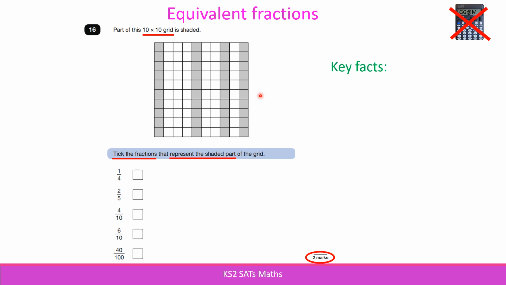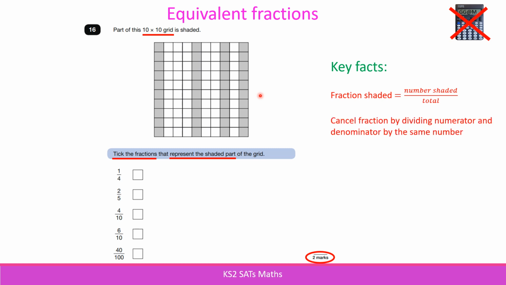The key facts you need to be able to answer this question are that the shaded fraction is the total number of shaded squares divided by the total number of squares. And once you've got that fraction, you can then cancel it down by dividing your numerator, which is the number on the top, and the denominator, which is the number underneath, by the same number, and that will give you an equivalent fraction, which is what you've been asked to do over here. Have a go at working out what the shaded fraction of this diagram is. Press pause, then press play when you've got yourself an answer.